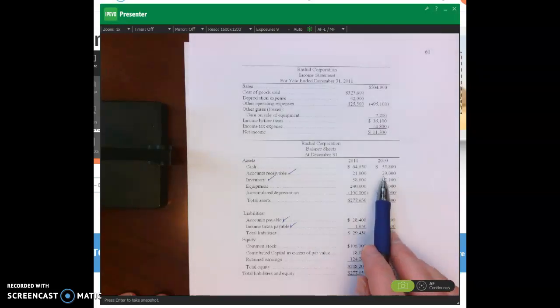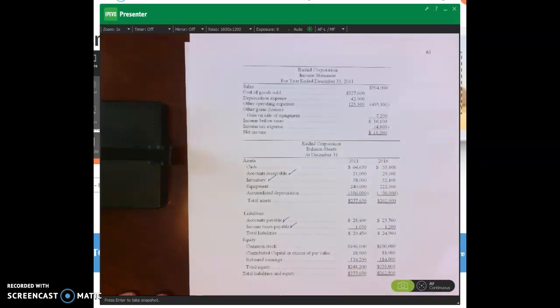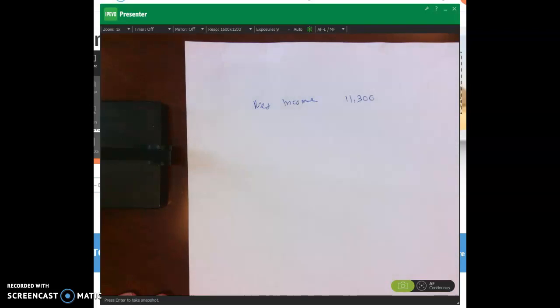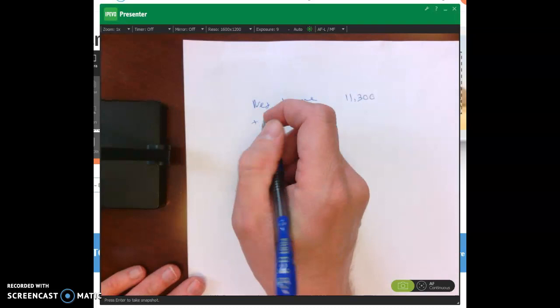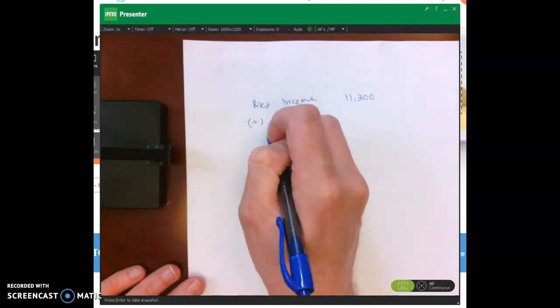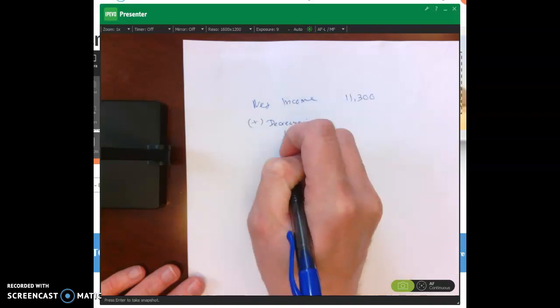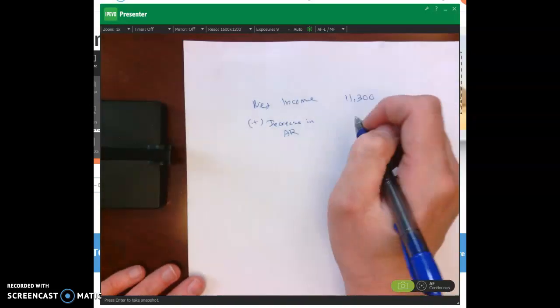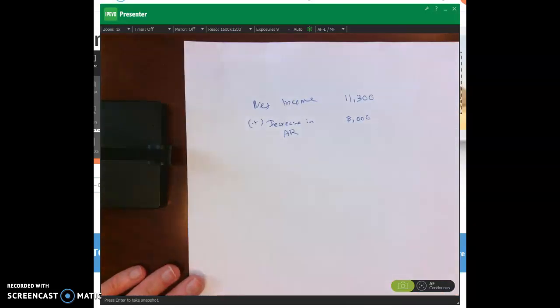With accounts receivable, I'll start there. It was 29. It is now 21. It decreased by $8,000. So I'll put a plus right there, for the decrease in accounts receivable, which we calculated at $8,000. Remember the rule: a decrease in non-cash current assets is added to net income. An increase would be subtracted.